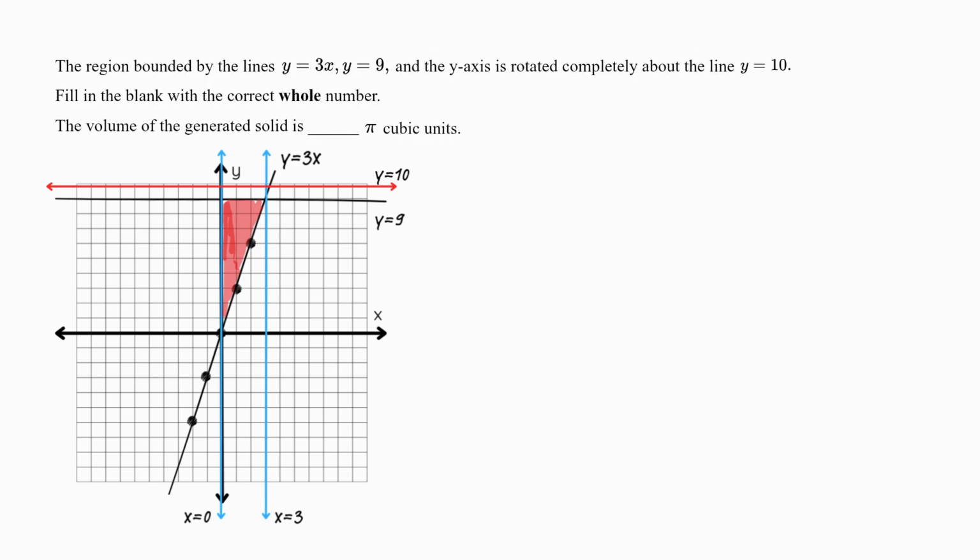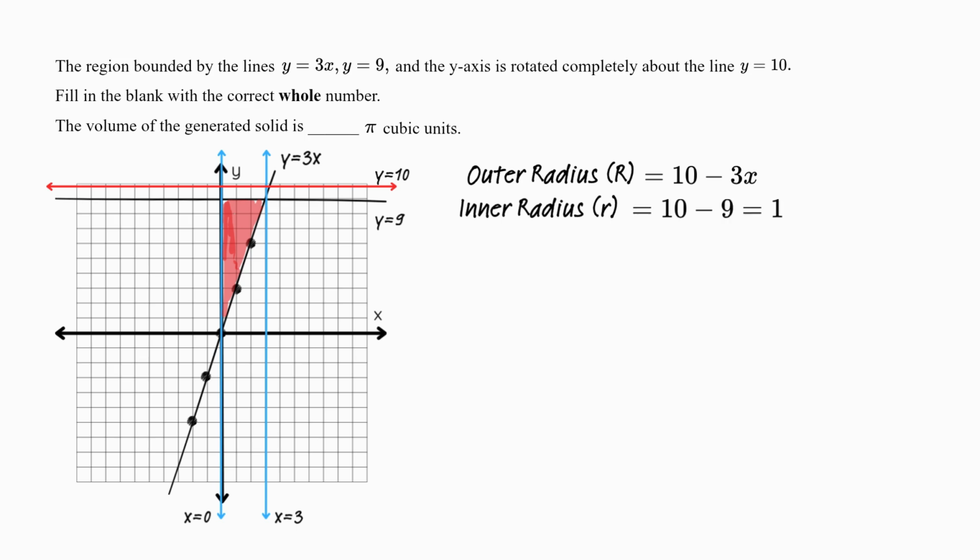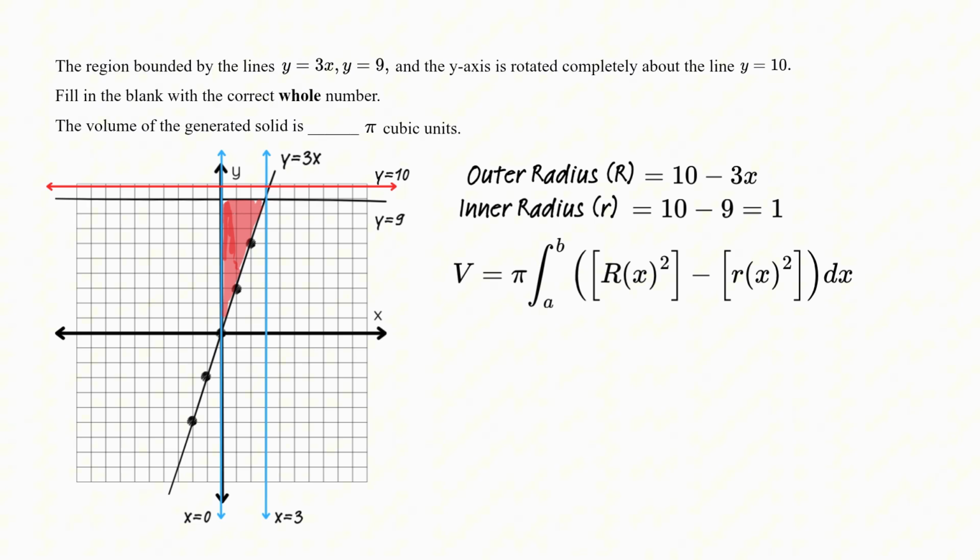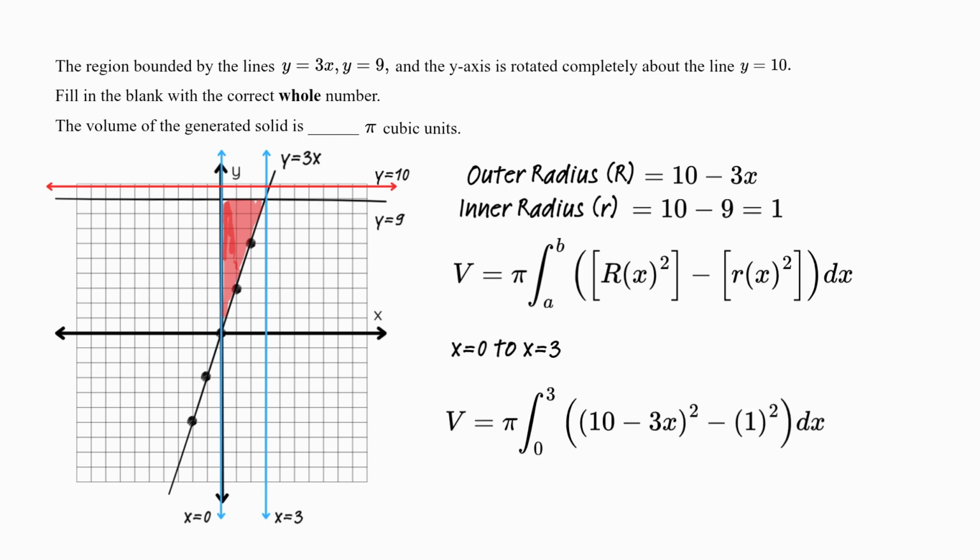By now, we know our outer radius, which is 10 minus 3x, and our inner radius, which is 1. It's time to plug them into the washer method formula. Volume equals pi times the integral from a to b of the quantity outer radius squared minus inner radius squared, dx. Plugging in our values from x equals 0 to x equals 3, we get volume equals pi times the integral from 0 to 3 of the quantity 10 minus 3x, all squared, minus 1 squared, dx.